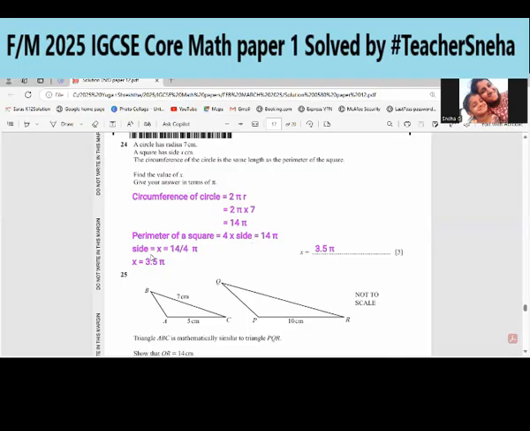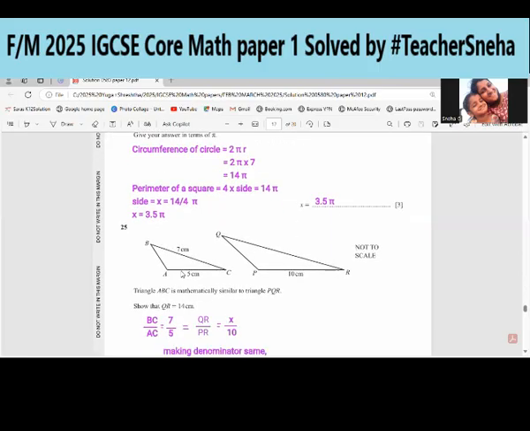So one side, that is x, is equal to 14 pi divided by 4. 14 divided by 4 is 3.5, and we are keeping the pi value in terms of pi. So we don't have to write any value for pi, but the final answer for the side is 3.5 pi. The next question is a similarity question.